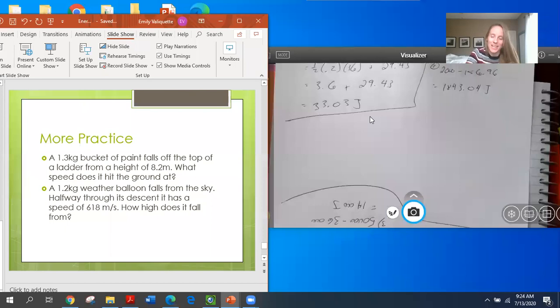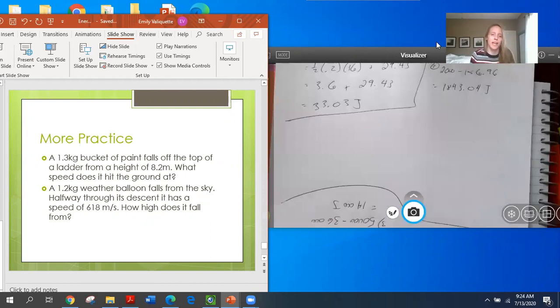Okay, this last page of practice here is more similar to what we're going to be doing in the next class. So this is kind of an introduction to that based on what we've already talked about. So the first question, it says a 1.3 kilogram bucket of paint falls off the top of a ladder from a height of 8.2 meters. At what speed does it hit the ground?